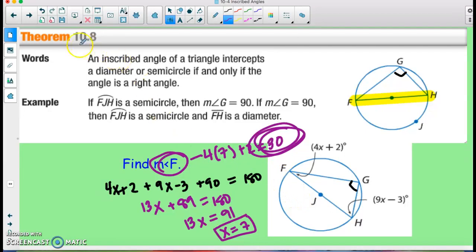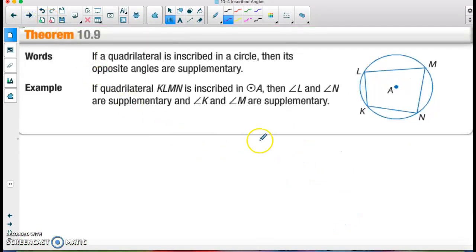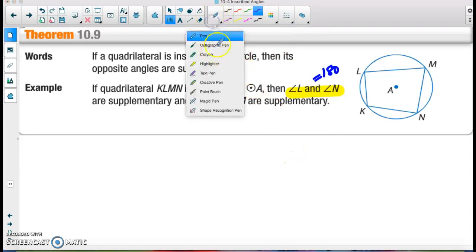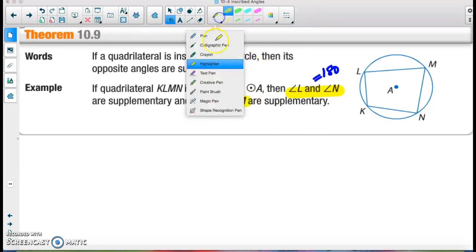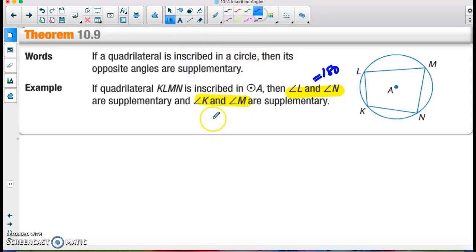All right. Next theorem. If a quadrilateral is inscribed in a circle, then its opposite angles are supplementary. So L and N would be supplementary. And what does supplementary mean again? It means they equal 180. Very good. So these equal 180 together when you add them together. And then K and M equal 180 when you add them together.